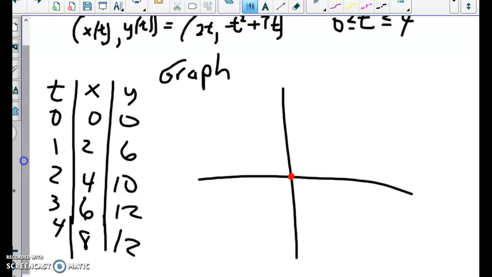So then, I'm going to graph this, and I'm starting at 0, 0. I'm going to 2, 6. I know I'm going that direction. And then I'm going to 4, 10, 6, 7, 8, 9, 10. It's still going that way. And then I'm going to 6, 12.